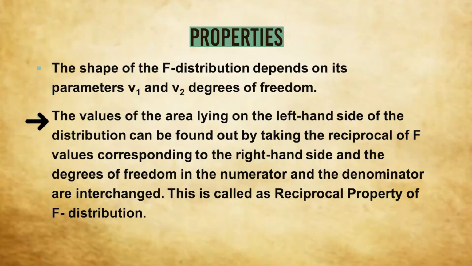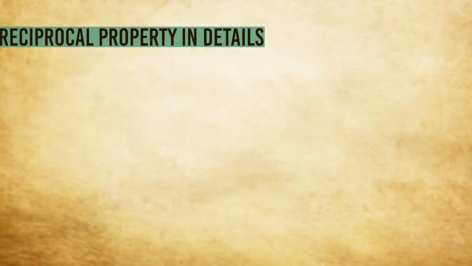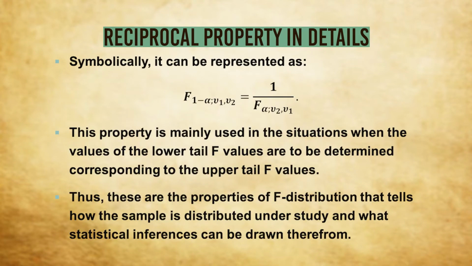The values of the area lying on the left-hand side of the distribution can be found out by taking the reciprocal of F values corresponding to the right-hand side, and the degrees of freedom in the numerator and the denominator are interchanged. This is a very important property that we will come to later also. This is called the reciprocal property of F distribution. So, reciprocal property in detail. Symbolically, we can represent this as F(1 minus alpha; n1, n2) is equal to 1 by F(alpha; n2, n1). It is a very important property.